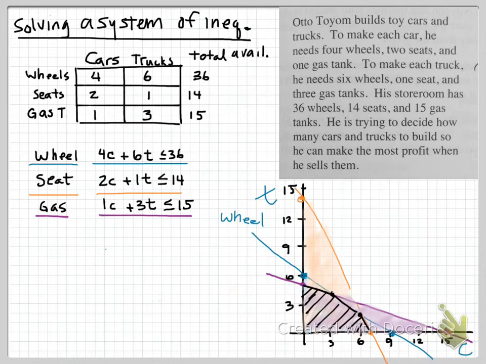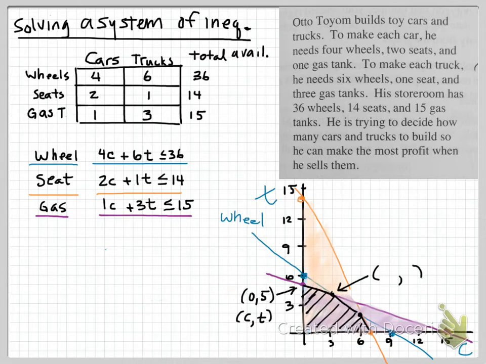can make. So he can choose to make very few cars and trucks, but he can only go out to the max of where those edges are. He can't make any more than those. And so that kind of gives you an idea. So let's look at some easy points.